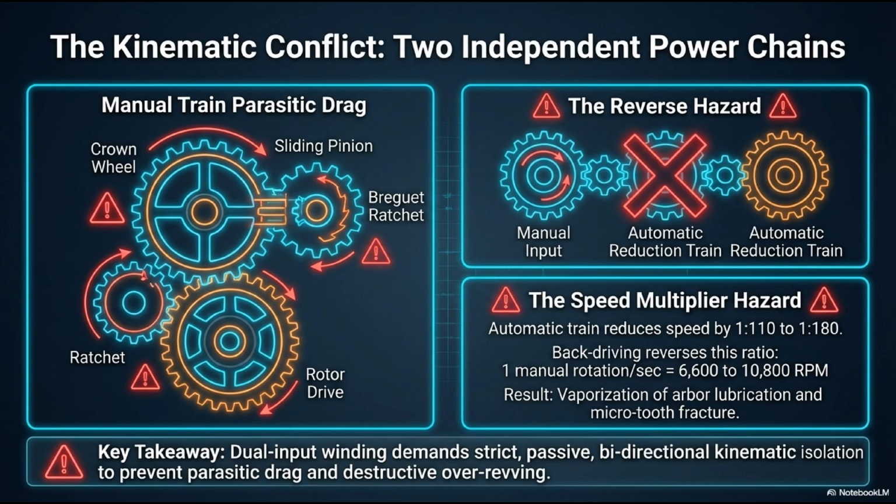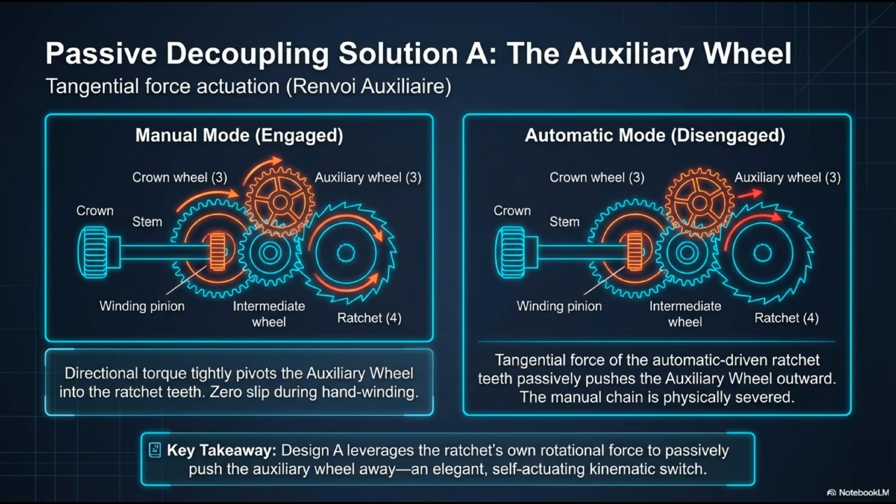One quick manual rotation of the crown per second translates to the microscopic automatic reduction gears being forced to spin at 6,600 to 10,800 revolutions per minute. The result is catastrophic, instant vaporization of arbor lubrication and the fracture of microteeth. Dual input winding absolutely demands strict, passive, bidirectional kinematic isolation. How do we isolate the manual train?